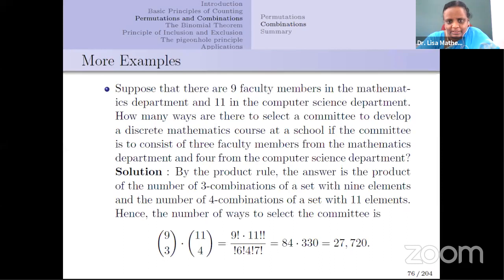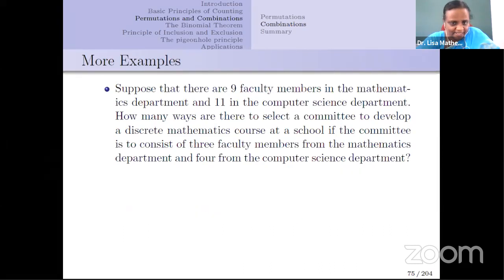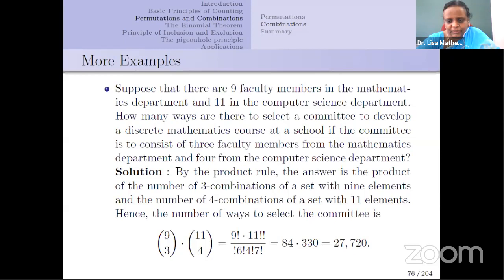According to the product rule, we have to find the number of ways we can choose the mathematics faculty and the number of ways we can choose the computer science faculty and multiply them. So first let me see how many different ways I can choose the mathematics faculty. Now I have totally 9 mathematics faculty and I need to choose 3 of them. So that can be chosen in 9C3 ways. Similarly, for the computer science faculty, there are 11 of them, of which I need to choose 4. So I can choose them in 11C4 ways, and totally, according to the product rule, I have 9C3 times 11C4 ways of choosing this committee. And that turns out to be 27,720 after all our simplification.